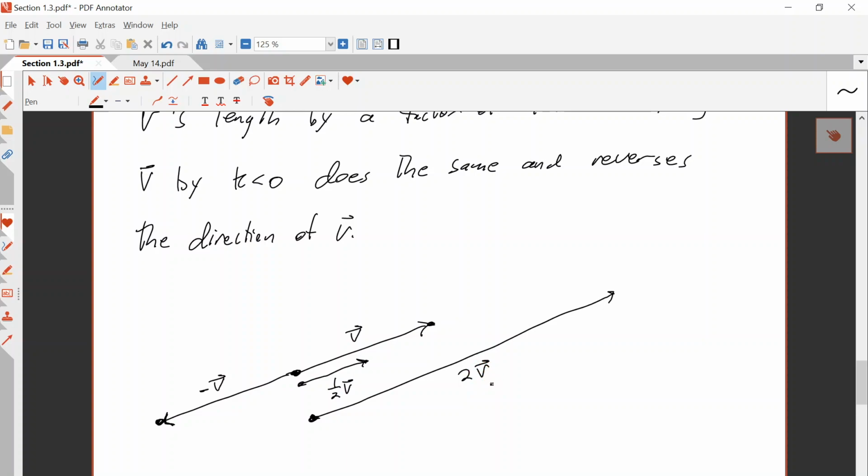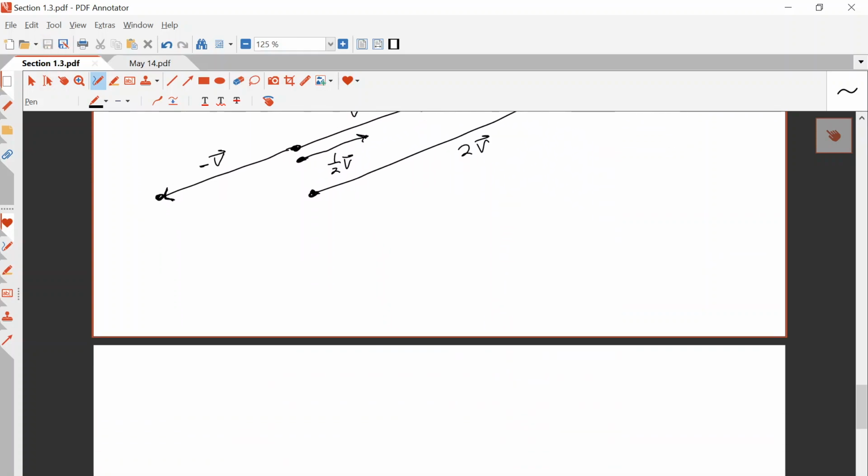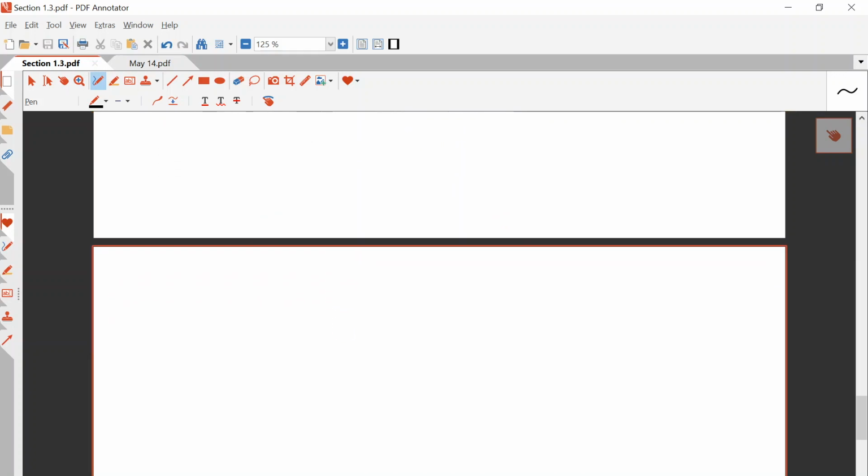So on and so forth. So v twice, v is the same direction, but twice the length. Half v, same direction, half the length. Negative v, same length, opposite direction. Okay, so that's operation number 1, algebraic operation number 1 with vectors. It's called scalar multiplication. And then there's another operation called vector addition.